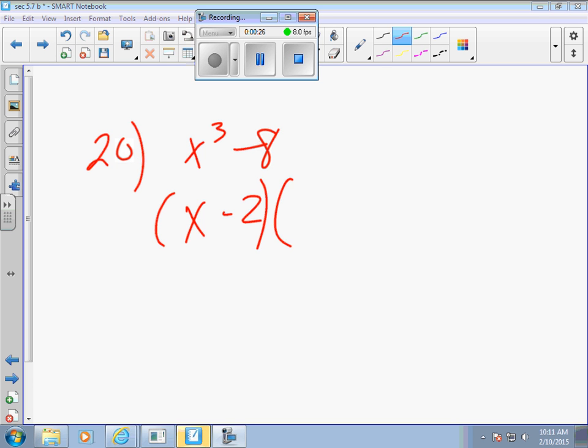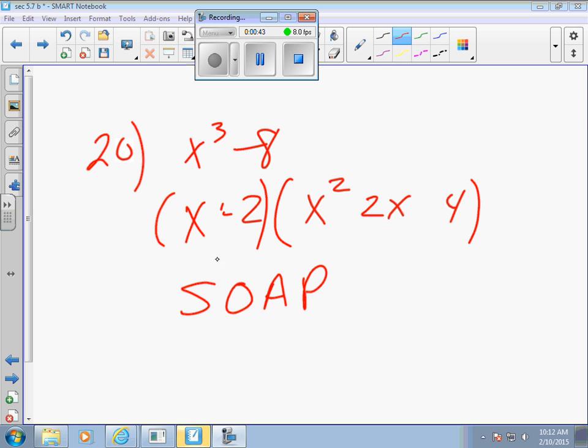And then we're going to make the trinomial part of that. I have to square the x, which gives me x squared. Multiply them together, which gives me 2x. And then we square our last term, which gives me 4. The acronym that we use to remember the signs is SOAP. This sign is the same. This sign in here has to be the opposite of this sign. And over here, it's always positive.